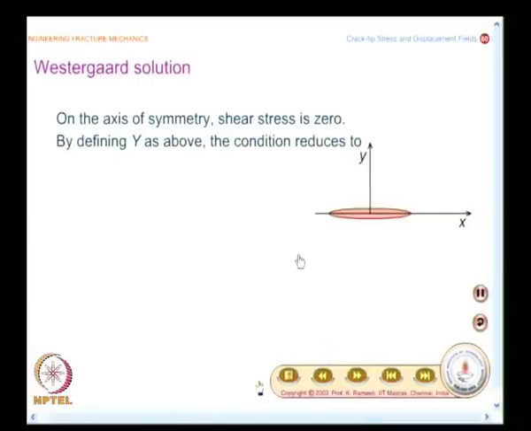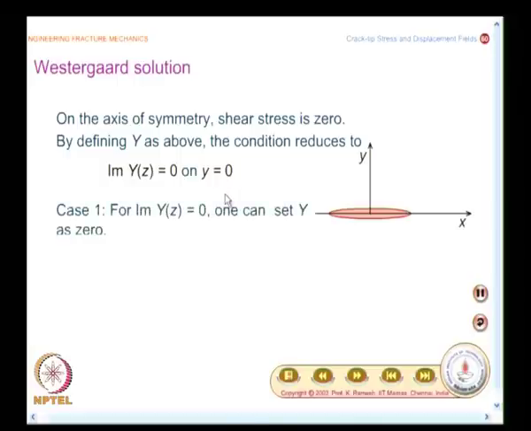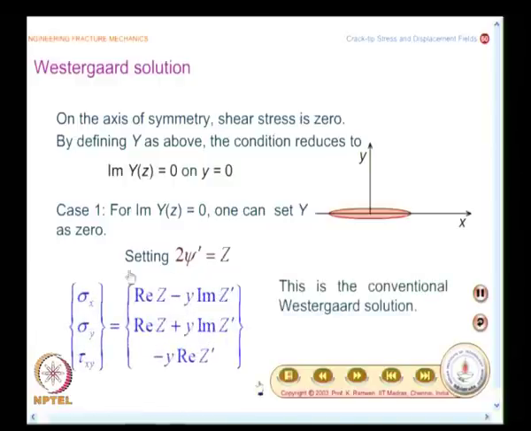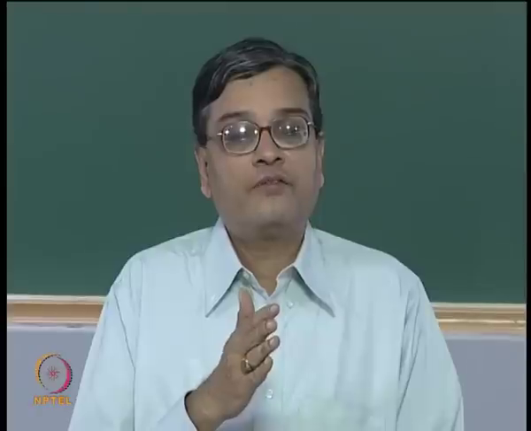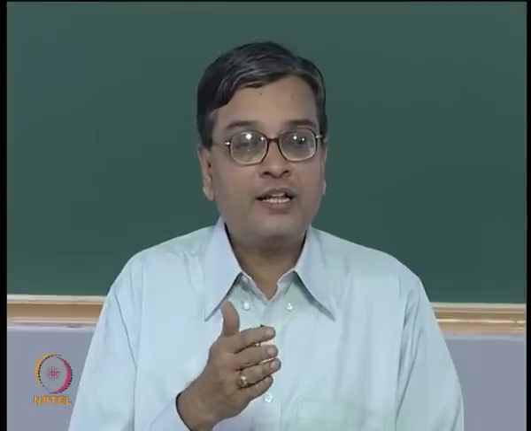And what do you see as a Westergaard solution? In the generic formulation, if you take the imaginary part of capital Y to 0 on y equal to 0, then you get the conventional Westergaard solution. And we had already looked at, when we plotted the fringe pattern, the fringes were symmetrical about the x axis as well as the y axis. That means fringes were straight.